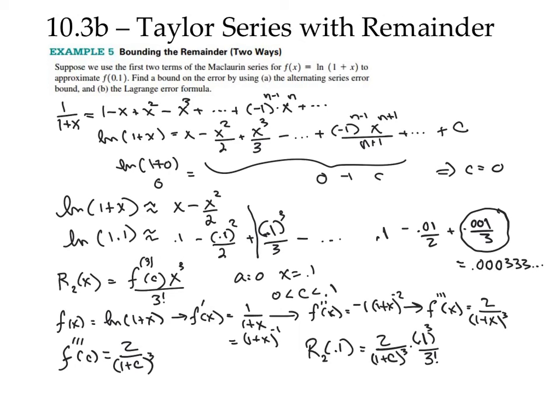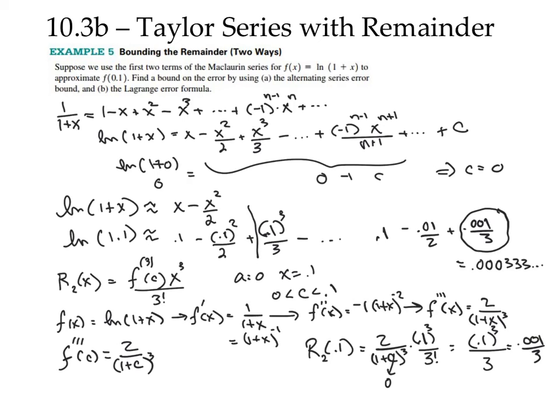So the trick in figuring out a bound for the remainder is to try to make this remainder term as large as we possibly can. And the fraction 2 over 1 plus c cubed is going to be as large as possible when the denominator is as small as possible. Making the denominator smaller always makes a fraction bigger. And so to make this denominator as small as possible, we want to make c 0. And this gives us 2 over 3 factorial, which cancels, leaving a 3, and the numerator is 0.1 cubed, or 0.001 over 3.